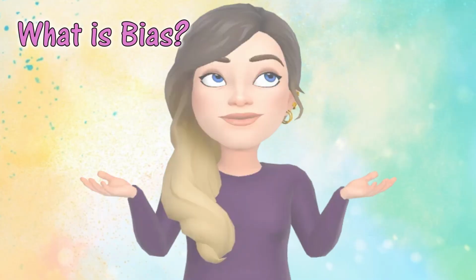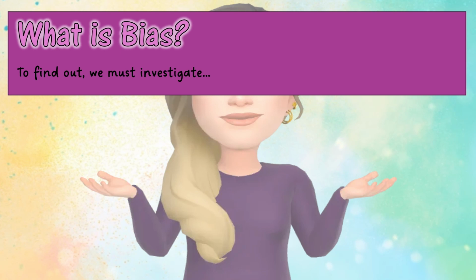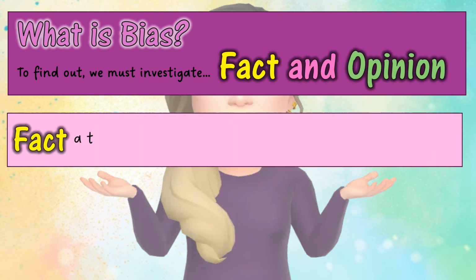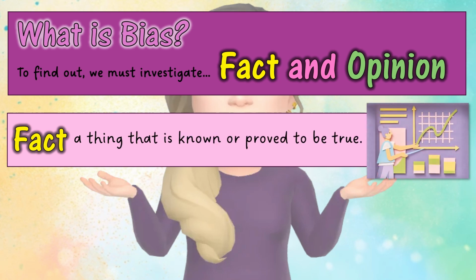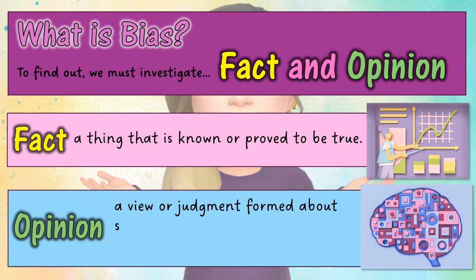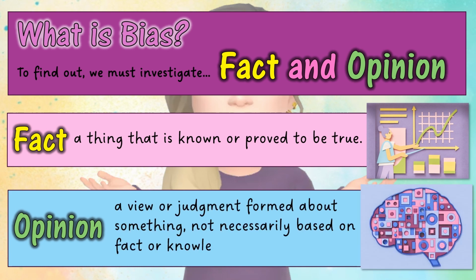So what is bias? To find out, we must investigate fact and opinion. A fact is a thing that is known or proved to be true. An opinion is a view or judgment formed about something, not necessarily based on fact or knowledge. You can see that a fact depends on results, something that you cannot say is untrue, whereas an opinion can be debated. It's an argument, it's a view, and we all have them.